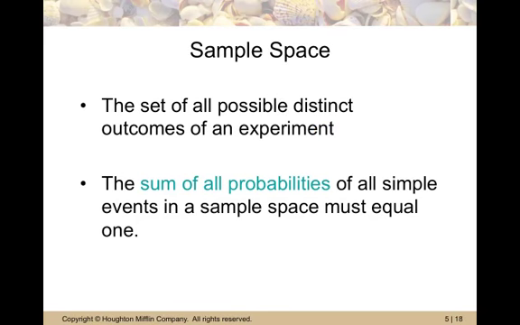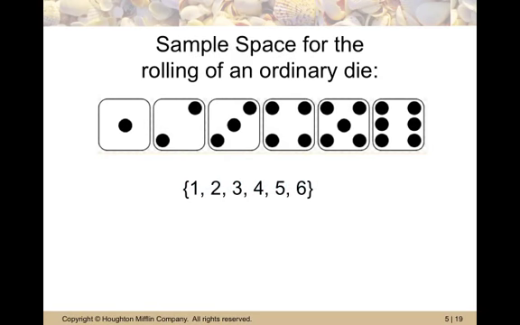A sample space is the set of all possible distinct outcomes of an experiment, and the sum of all the probabilities of all simple events in a sample space must equal 1, because something has to happen. If you look at all the possibilities and their probabilities, they have to add to 1. So just to help you grasp the idea, the sample space for rolling an ordinary die, a normal 6-sided die: you can get a 1, a 2, a 3, a 4, a 5, or a 6. And the way we write that is we use set notation, the curly brackets, and we just list all those outcomes.